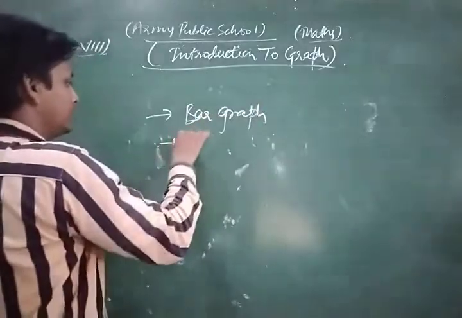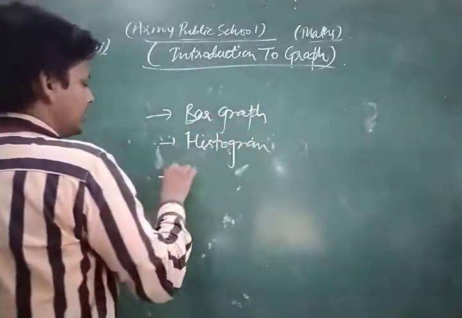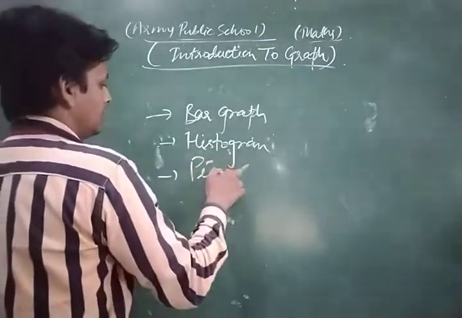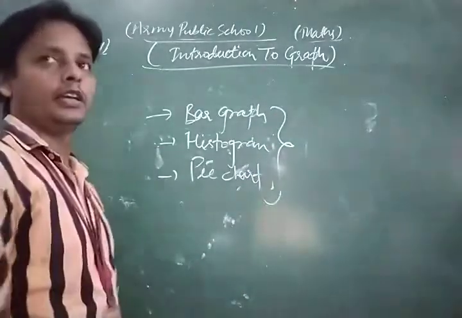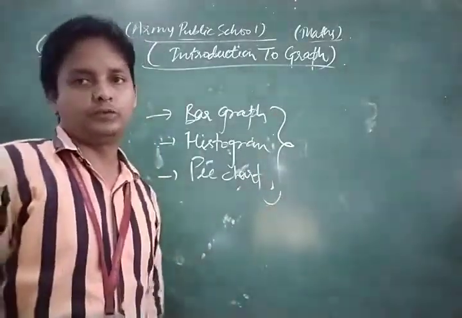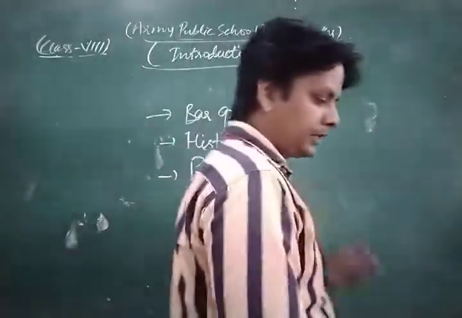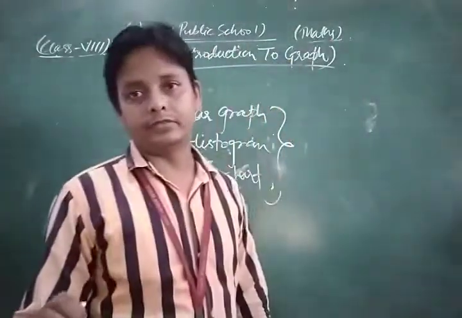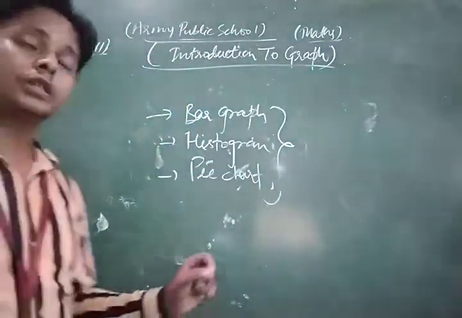bar graph, the histogram, and the pie chart in the previous chapter. A new term in that chapter is the linear graph, or line graph. And what is the concept of a linear graph?